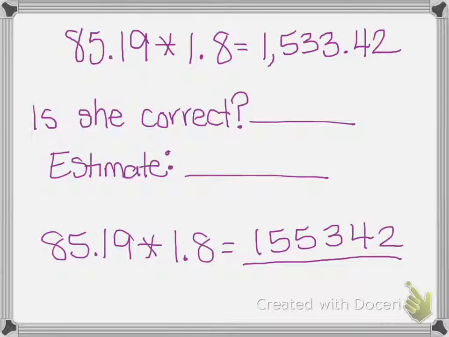Number 1 says Rose solved the problem below. 85 and 19/100 times 1 and 8/10 equals 1,533 and 42/100. We want to know if Rose is correct.